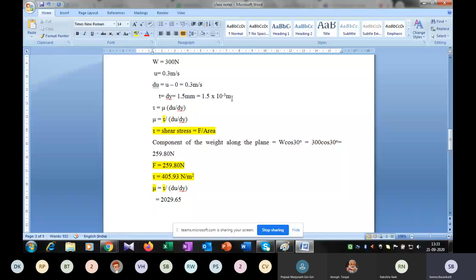Hello, what is the answer? Ma'am, 2.02965. Okay. What is the unit for dynamic viscosity? Newton second per meter square, ma'am. Newton second per meter square.